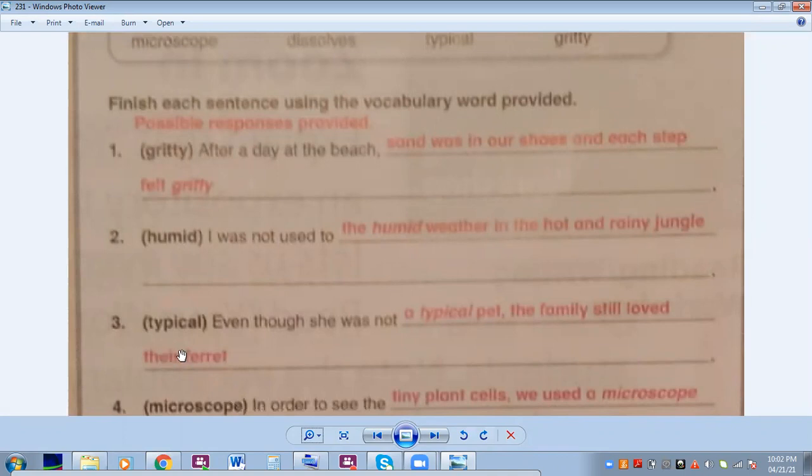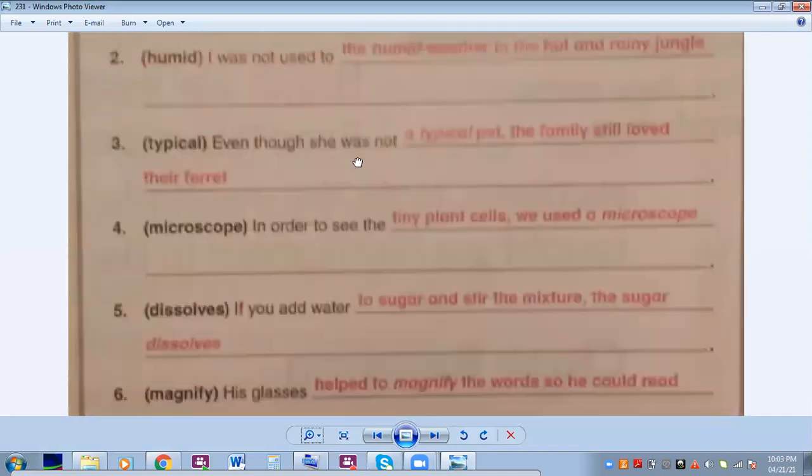Typical. Typical is normal, what we expect. What is the norm for most people in this area, in an area that you're talking about? What is the norm? What is expected of people? Even though she was not a typical pet, the family still loved their ferret. Okay, so typical here, it's not a normal pet. Most people don't have ferrets as pets.